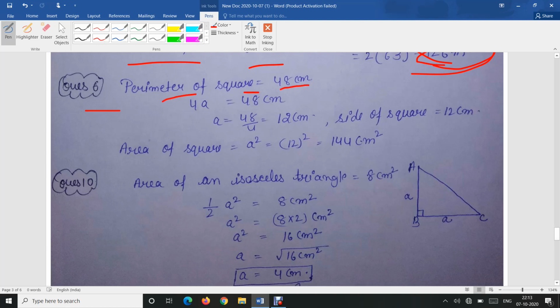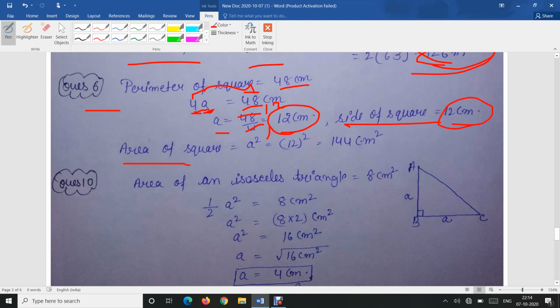Perimeter of square is given, which is 48 centimeter, and the formula for the perimeter of a square is equal to 4 multiplied by a. So you can put 4a equal to 48, because 4a is also the perimeter of square and 48 is also the perimeter of this square, which is given. So from here you can find out the value of a. While going to the right hand side, this 4 will divide 48. Now 4 ones are 4 and 4 twos are 8. Now a is equal to 12 centimeter. That means side of square is 12 centimeter.